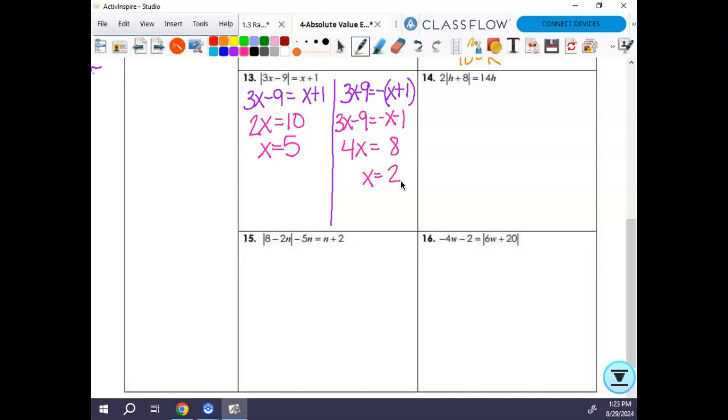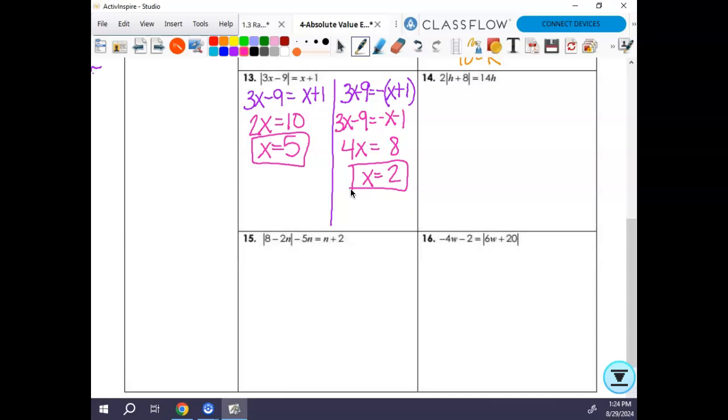I'm good. If you need to do the work off to the side, especially if they get more complicated, that's fine. Now let's check 2. 2 times 3 is 6, minus 9, negative 3, but the absolute value gives me a 3. 2 plus 1 is 3. Both of these work just fine. Okay? Everybody okay with that? All right.